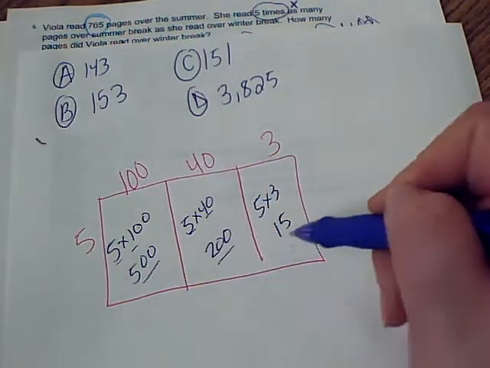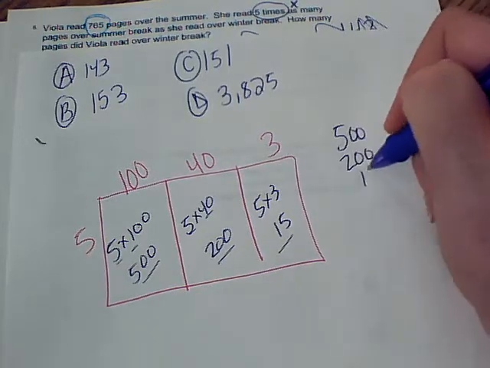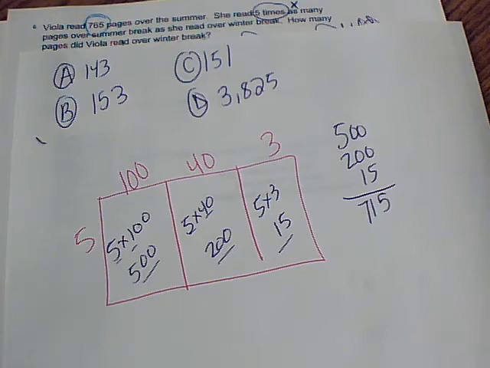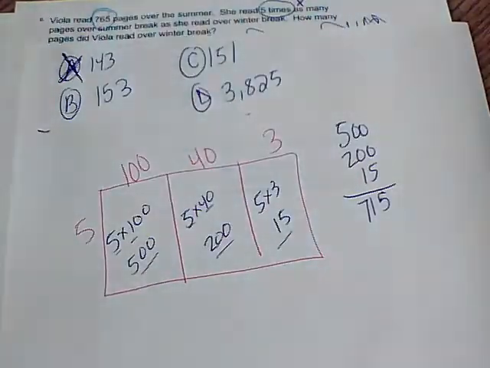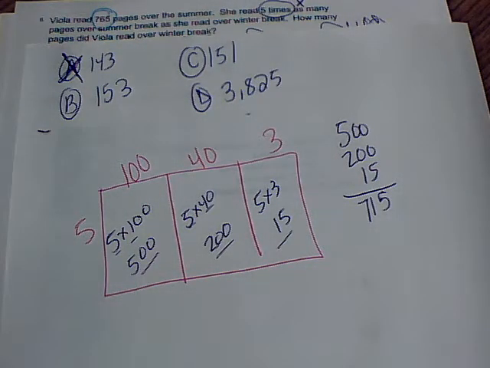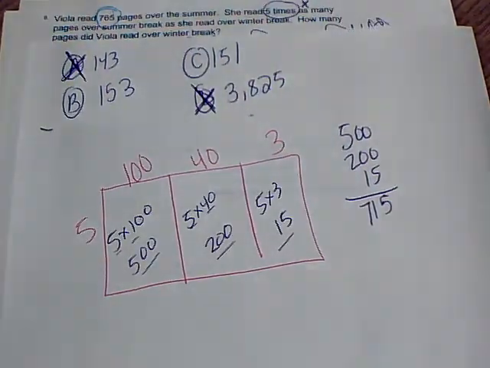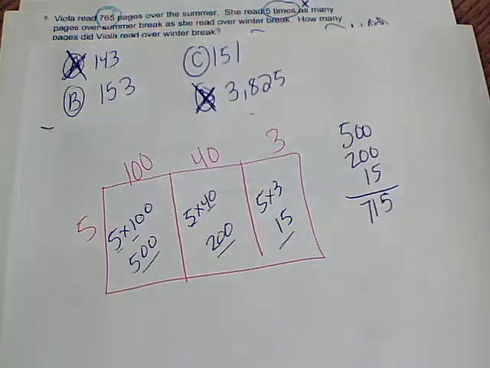I take these numbers and I add them all up. 500 plus 200 plus 15. And I get 715. Remember, I wanted 765. So I know 143 cannot be the right answer. I also know that 3,825 is not the right answer because it cannot be greater than 765.